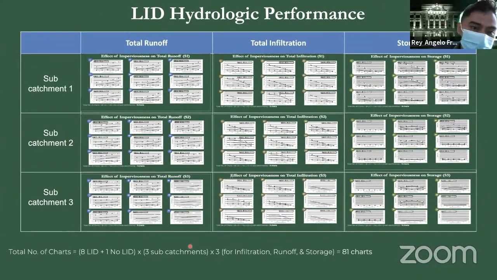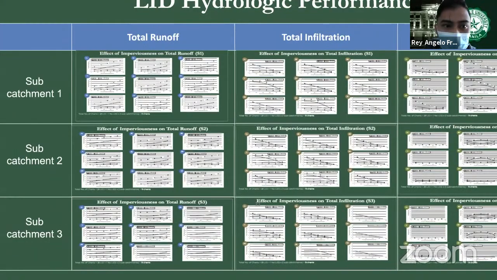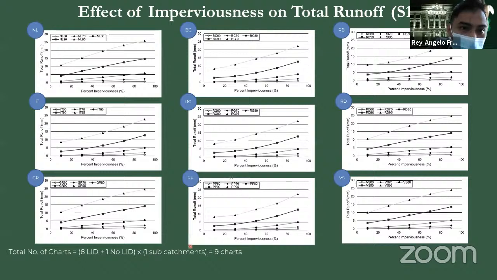So now we'll proceed to the LID hydrologic performance. This is the overview of the simulations. We have 81 charts. We use the 3 subcatchments and the 9 LID with their specific traits for the total runoff, total infiltration, and storage. This is a sample of the charts. As you can see in the no-LID part, for all the LID used, there is a decrease of the total runoff, from the 60th to the 98th percentile.